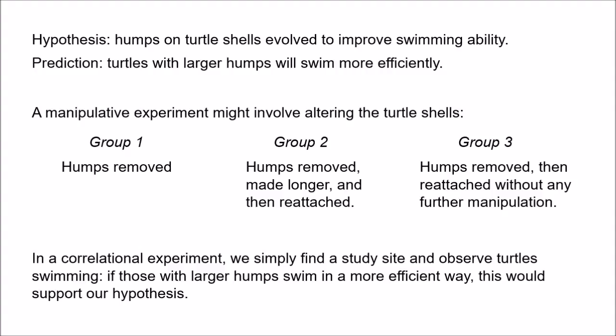On the other hand, a correlational experiment would involve simply finding a study site and observing the turtles swimming. If we see that turtles with larger humps tend to swim in a different, perhaps more efficient way, that would support our hypothesis. We're not manipulating anything, we're just using the natural variation in humps to test the relationship between hump size and swimming. So those are two approaches that scientists can take when testing hypotheses. Now, each type of study has some problems.